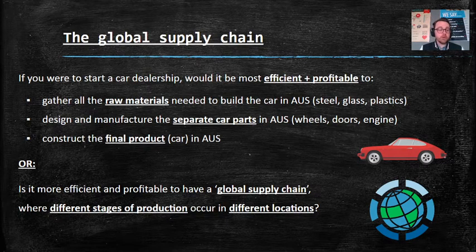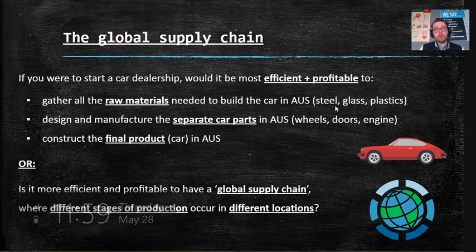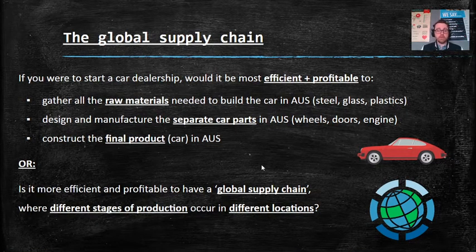Or option B, is it more efficient and profitable to have a global supply chain where different stages of production occur in different locations? So maybe the car actually gets made in China and it gets shipped over to Australia. Maybe the wheels and the doors are being made in America and then they get shipped to that factory in China. Maybe the engine's being made in Germany, gets shipped over to the factory. Maybe the actual resources that you need to make all those things, like the glass and the windows, the plastics and the steel and the door, maybe those are got from Africa. So which of these two options is most efficient and most profitable, in your opinion? That's what we are looking at today.